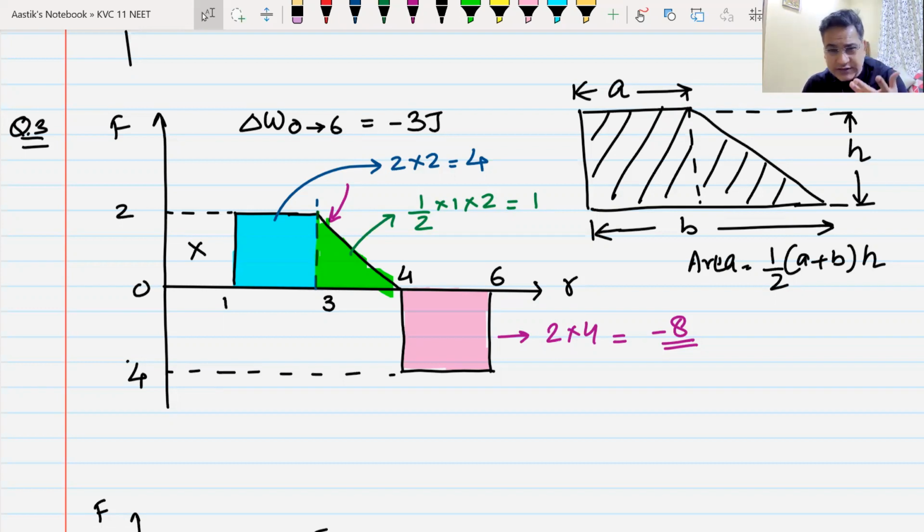This could be a velocity time graph. You can find the displacement from that velocity time graph, or this could be force displacement graph. You can find out the work done from that graph, or this could be force time graph. You can find out the impulse or change in momentum from that graph. So I hope everyone remembers this. Yes or no? Can I have raised hand that everyone understands this?